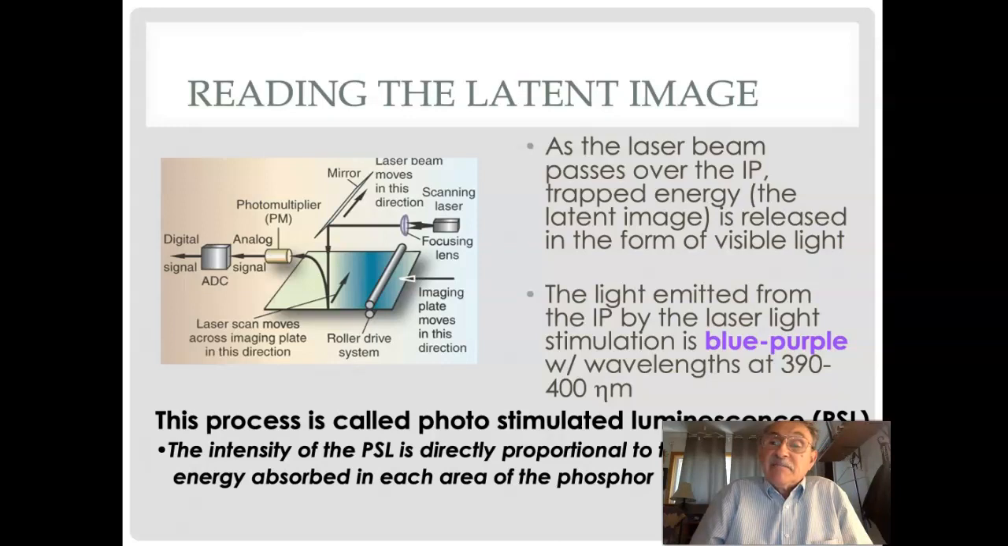And that light is emitted from the IP by the laser light stimulation, and that's a blue-purple light with wavelengths of 390 to 400 nanometers. Okay, and this is the process called photostimulated luminescence. It's no longer captured. We have now released the latent image. And so by the process of exposing it to the laser light, we have luminescence.